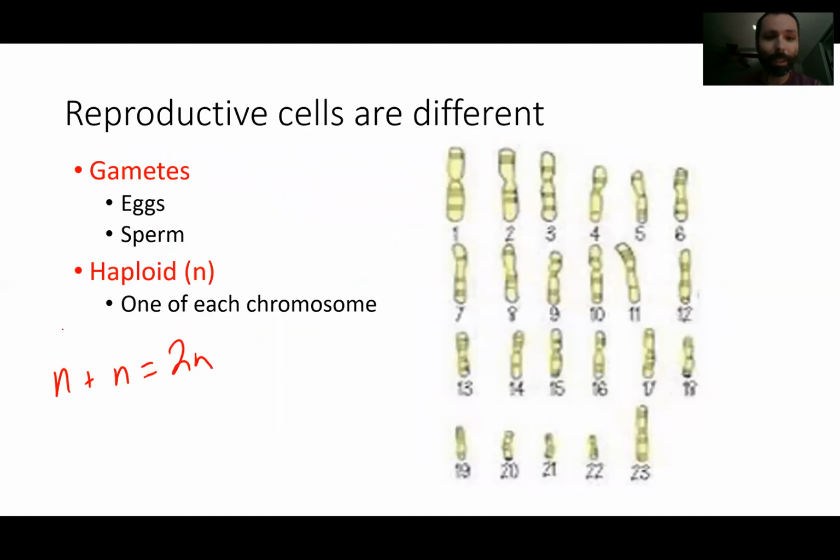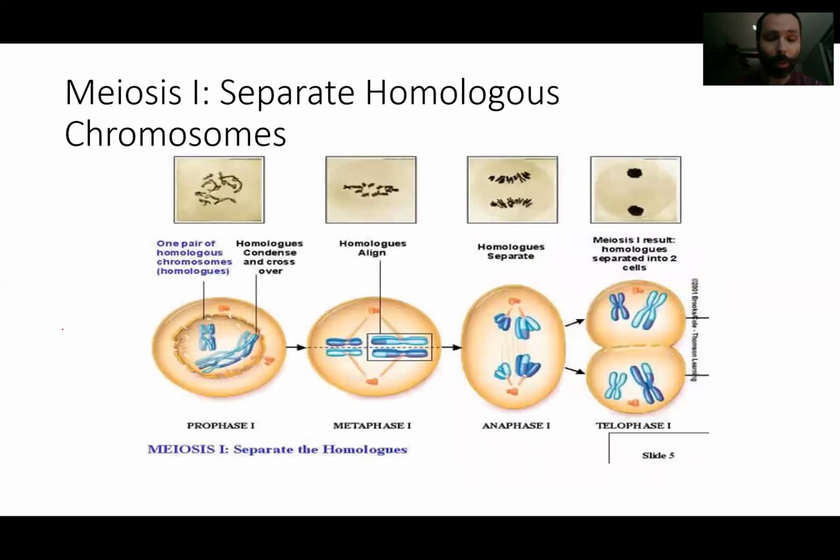So we need to make special cells called gametes that are haploid down there. Notice the N plus N makes 2N. And so that way we cut our DNA information in half, then we combine that half with another half to make a whole again. And this is the good old cycle of life. And so what we want to know is how that happens. And it's by something called meiosis, which happens in 2 steps.